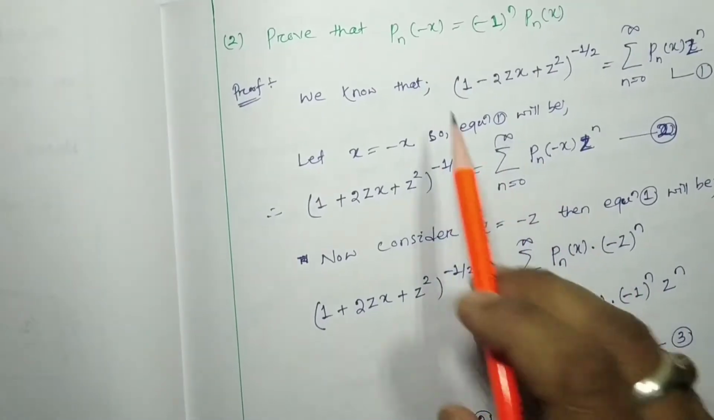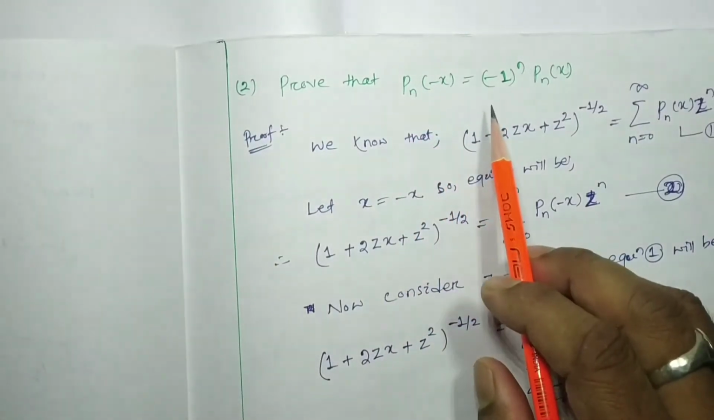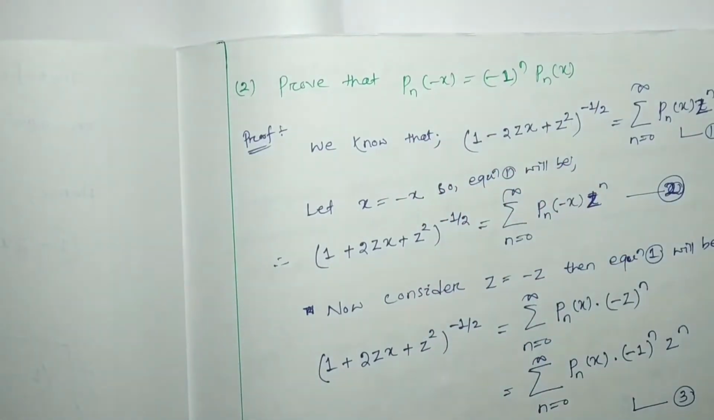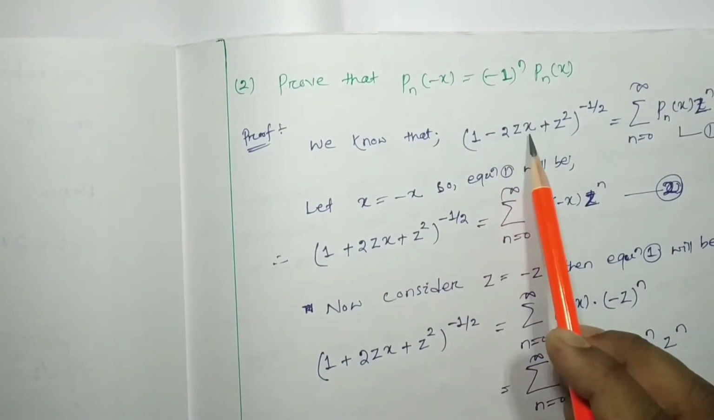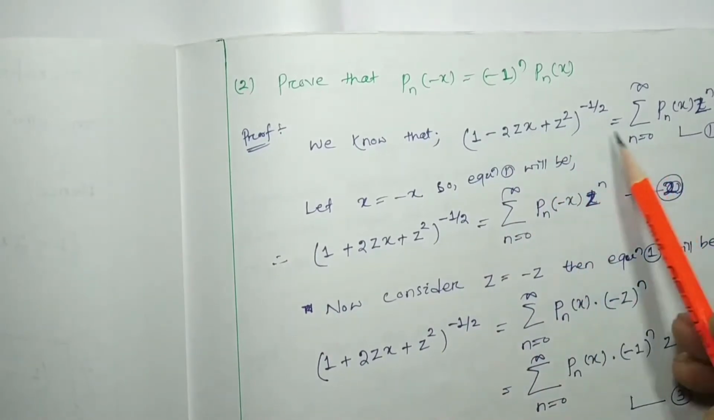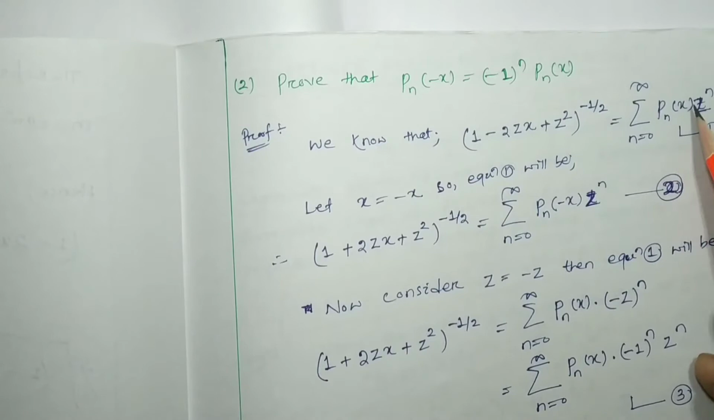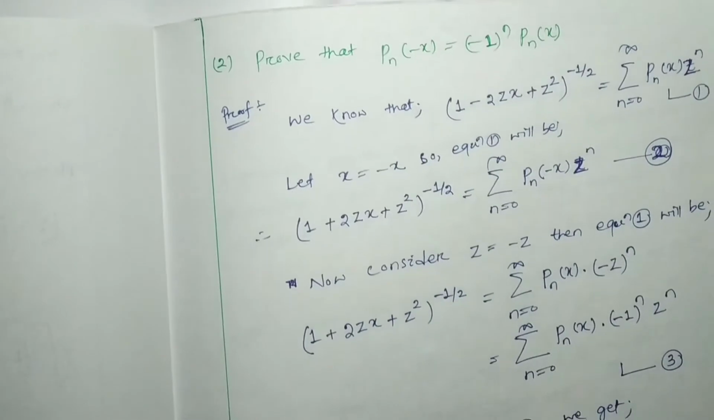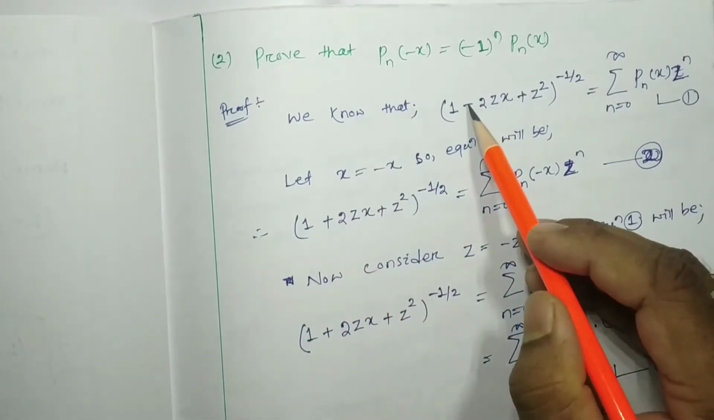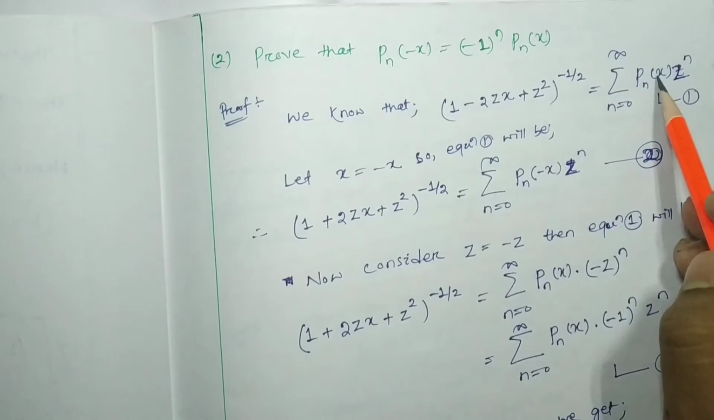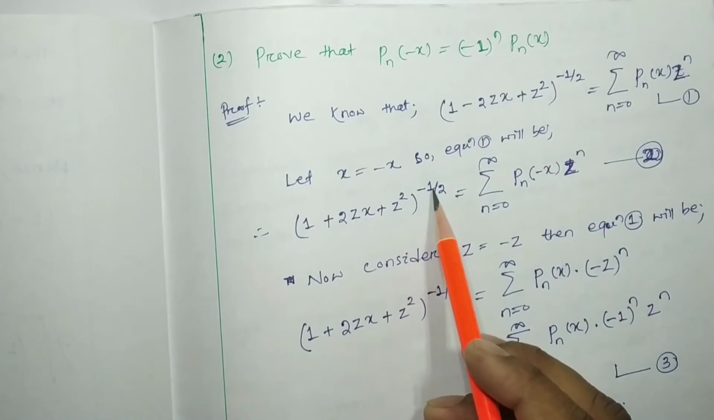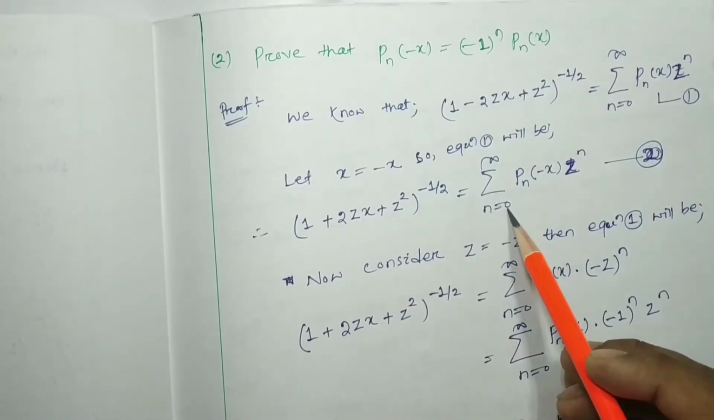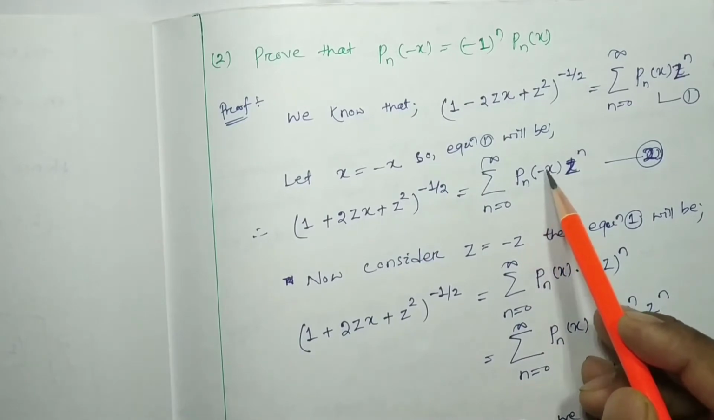Next we have to prove that Pn minus x will be equal to minus 1 to the power n Pnx. How are we going to do it? We know that 1 minus 2zx plus z square to the power minus 1 by 2 will be equal to summation over n equal to 0 to infinity Pnx z to the power n. Let this be equation number 1. Now we have to consider minus x instead of x, so it will be plus, and this will be Pn minus x. Okay. So 1 plus 2zx plus z square to the power minus 1 by 2 is equal to summation over n from 0 to infinity Pn minus x z to the power n.